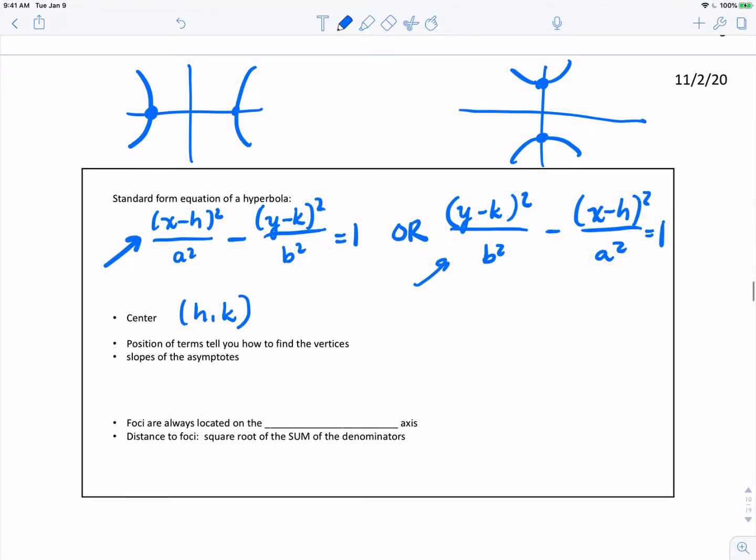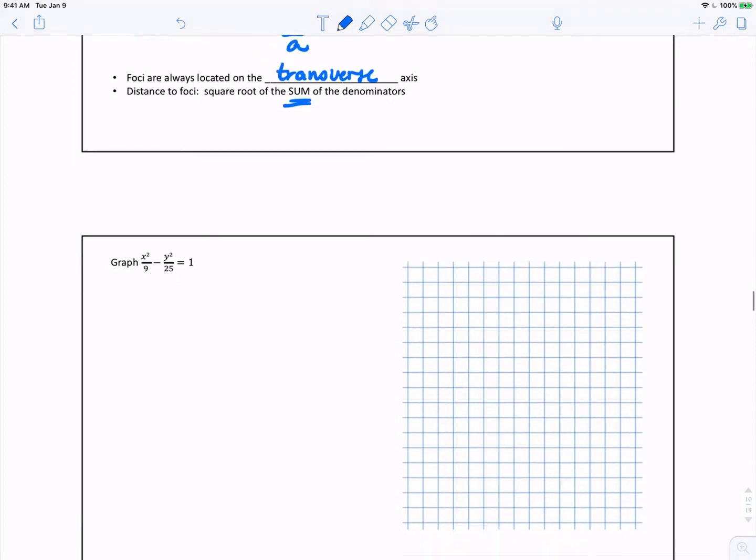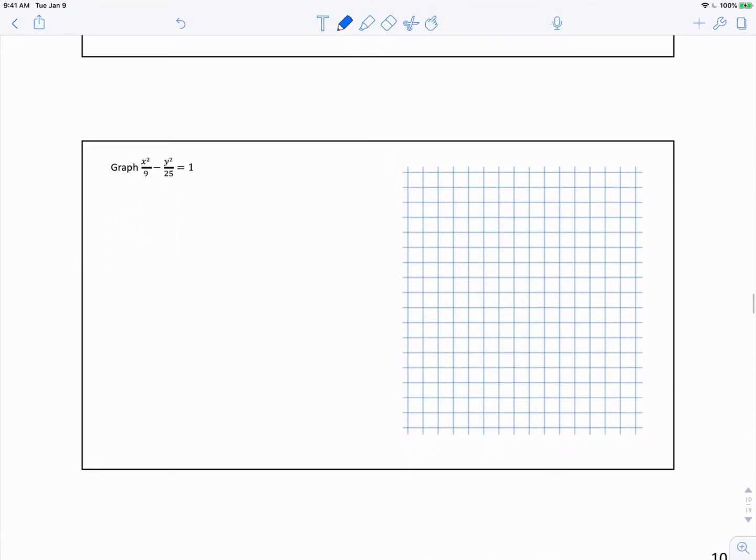The slopes of the asymptotes are plus or minus b over a, the square root of the denominators, and the foci are always located, like we said before, on the transverse axis. And unlike the ellipse, the distance to the foci is the square root of the sum of the denominators. Okay, I know that's a lot to take in, so let's try graphing a hyperbola. So let's graph this hyperbola.